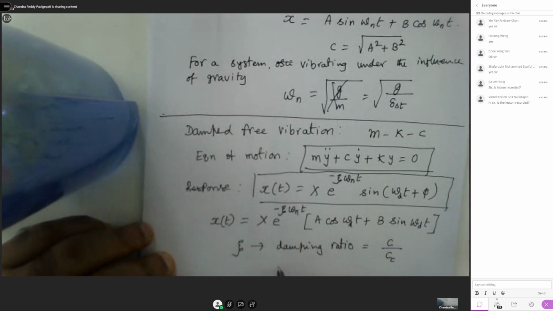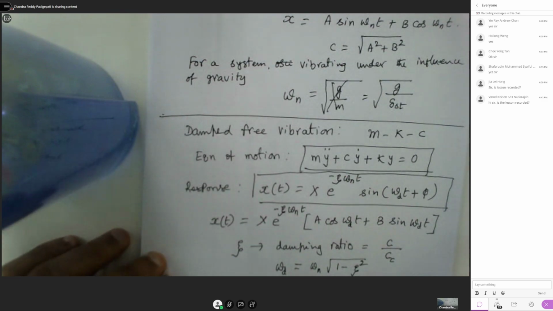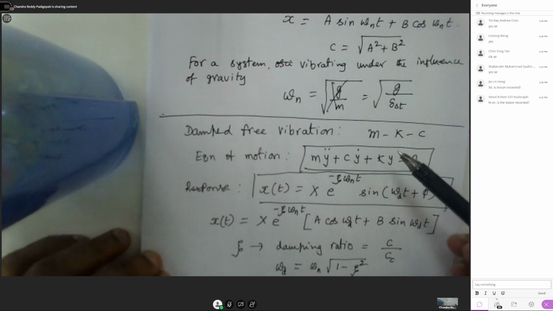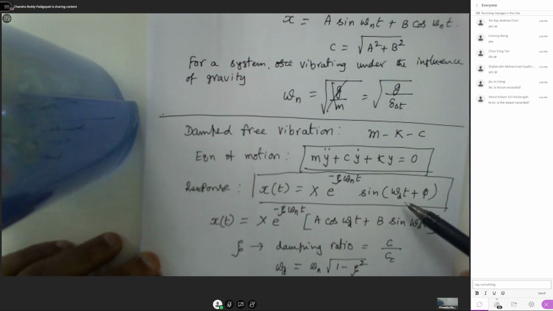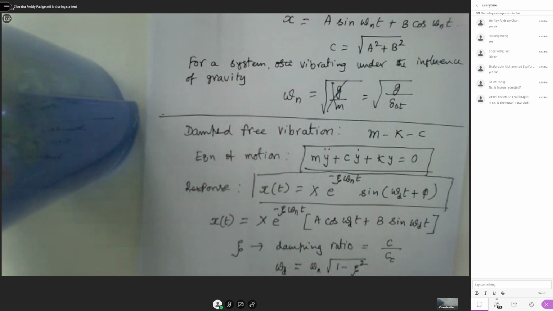Okay, then omega d is the damped natural frequency. So we can write the damped natural frequency as omega n into square root of 1 minus eta square. Okay, so this is for the damped free vibration. So we just touched upon the equation of motion, then the response of the system. Now you can see that there is x, which is the amplitude of the response. So amplitude refers to the maximum displacement.